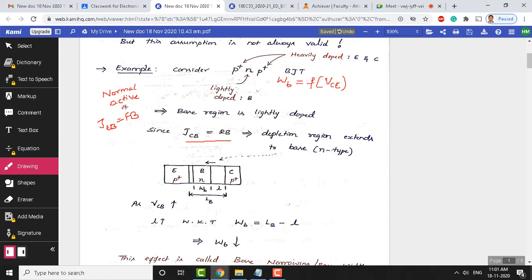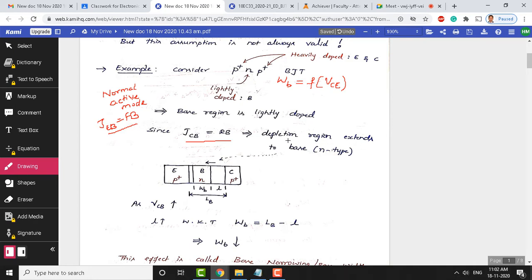In order to operate the BJT under the normal active mode, we need to maintain forward bias across emitter base junction and reverse bias across the collector base junction. Now, you can see that because this base region is very lightly doped, and we have here the reverse voltage which is applied across collector base junction. So, what happens to this depletion region now?